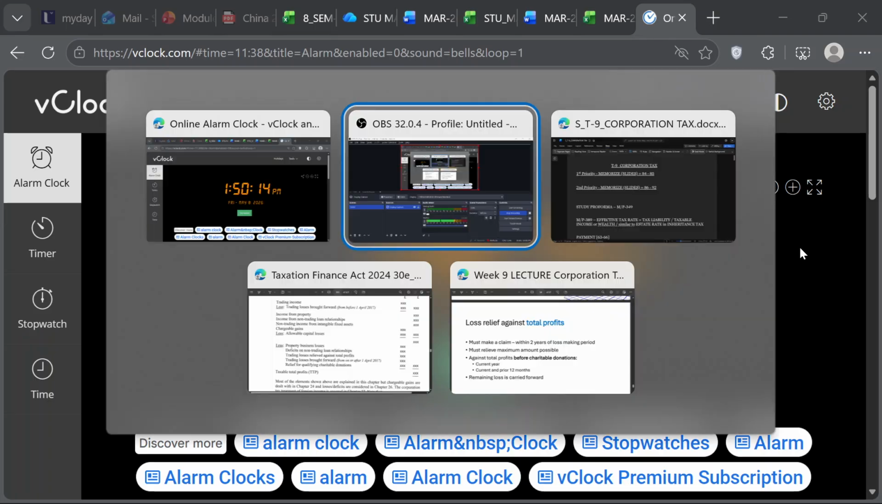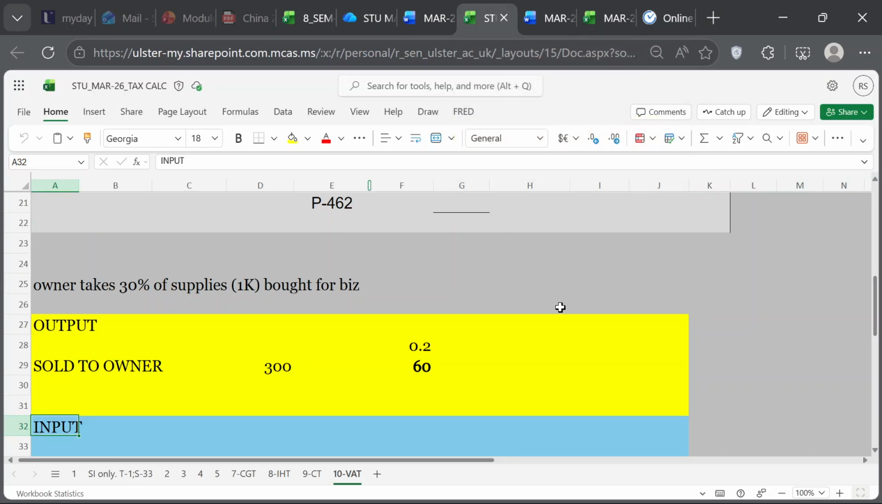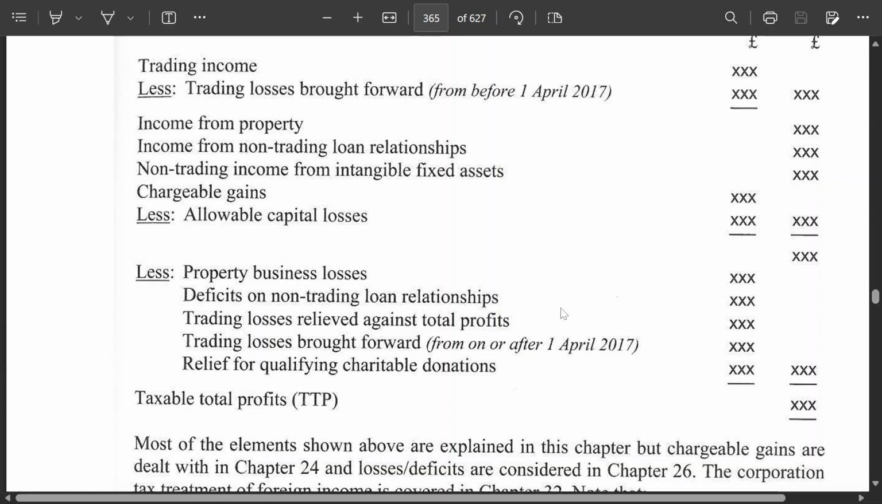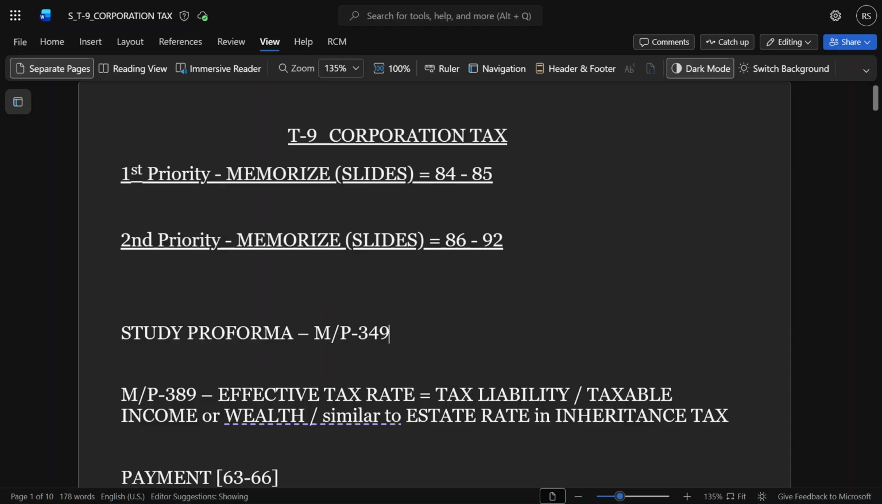All right, let's look at it now. Let's go back here. Right, this is what we're looking at. So remember, I put the note in the notes file: study pro forma from Melville, page 349.